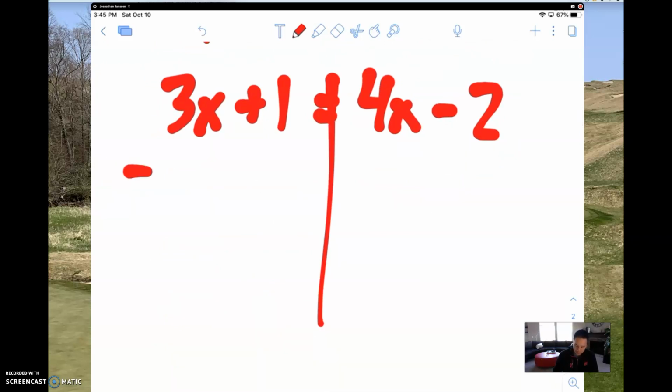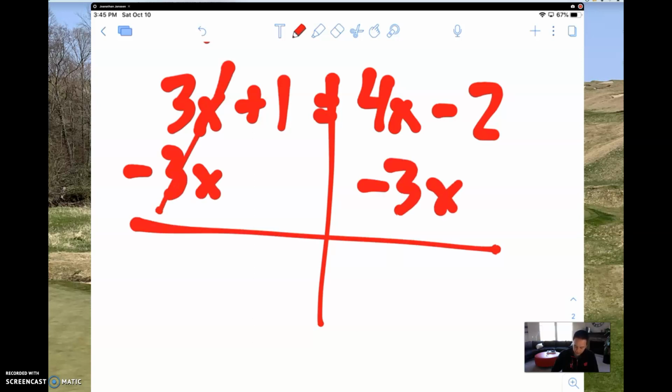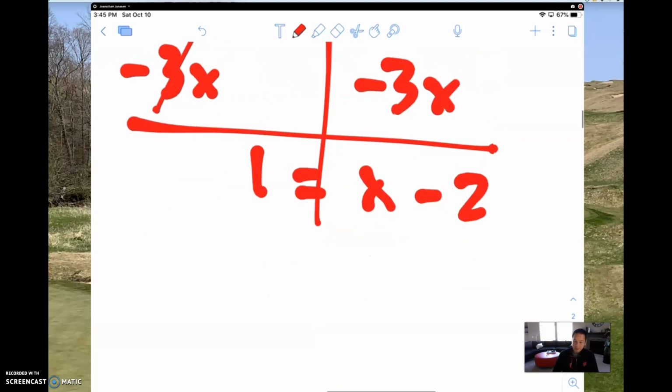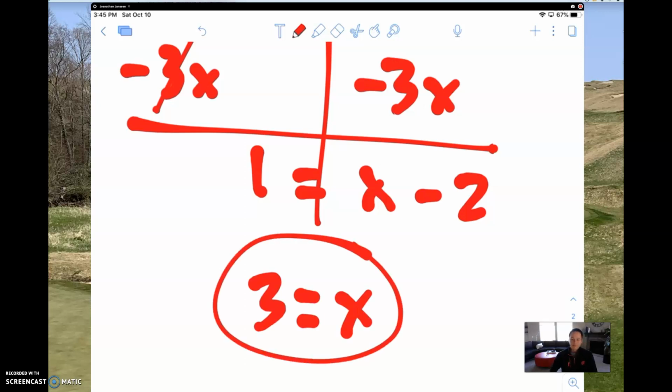So we're going to subtract 3x from both sides. And we're left with 1 equals 1x minus 2. Add 2 to both sides, and we get x equals 3.